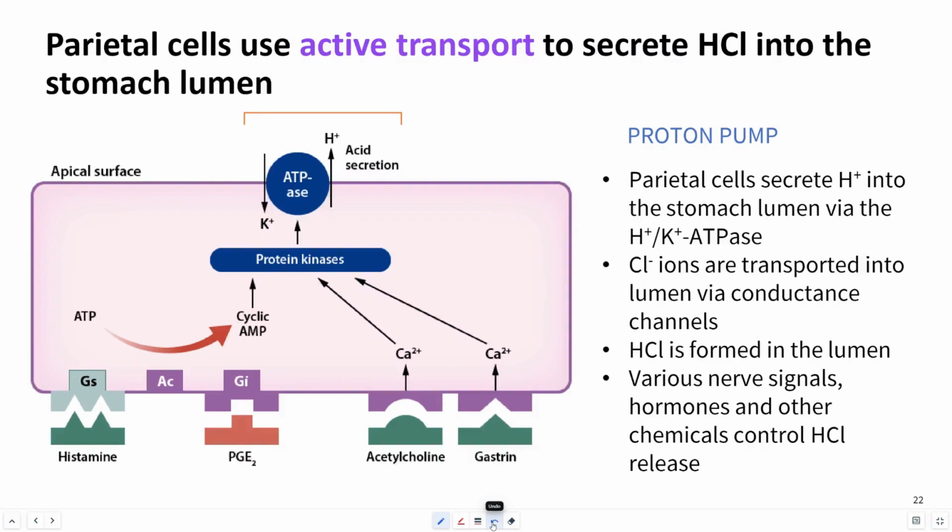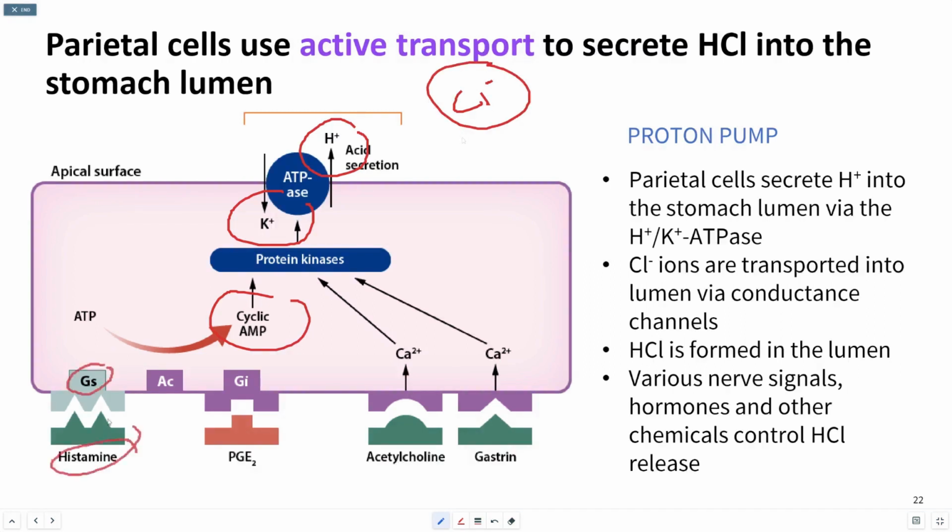ATP gets converted into cyclic AMP, and as a secondary messenger, acid production begins to start. The transported protons moving out are exchanged for potassium with the help of ATP, and then this proton right here gets combined with chloride inside the lumen of the stomach to create HCl. The histamine will trigger the activation of the G protein stimulatory pathway that will trigger more cyclic AMP. PGE2, prostaglandin E2, is going to inhibit this pathway, which will block the production of acid.